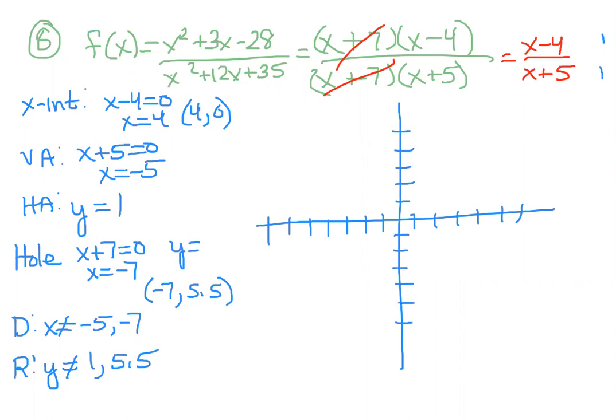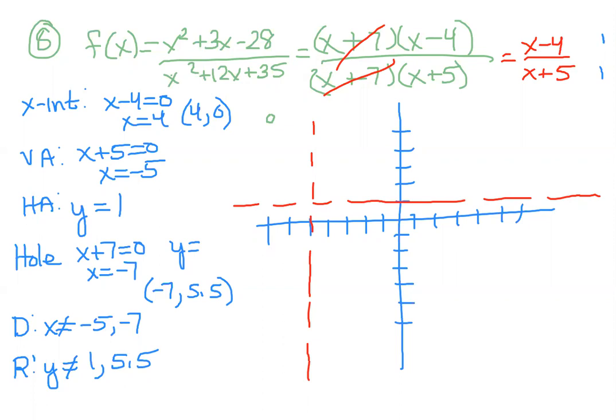And let's put our asymptotes in. X equals negative 5, 1, 2, 3, 4, 5. Y equals 1. We've got a hole at negative 7, 5.5. 1, 2, 3, 4, 5, 6, 7, 5.5. 1, 2, 3, 4, 5.5. So it's going to look something like that.